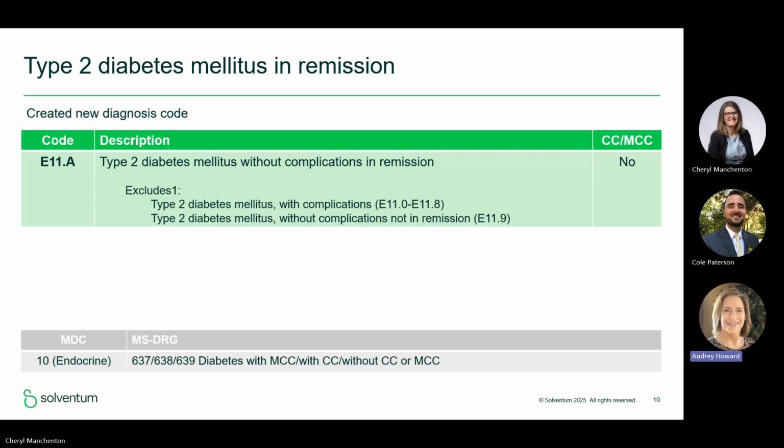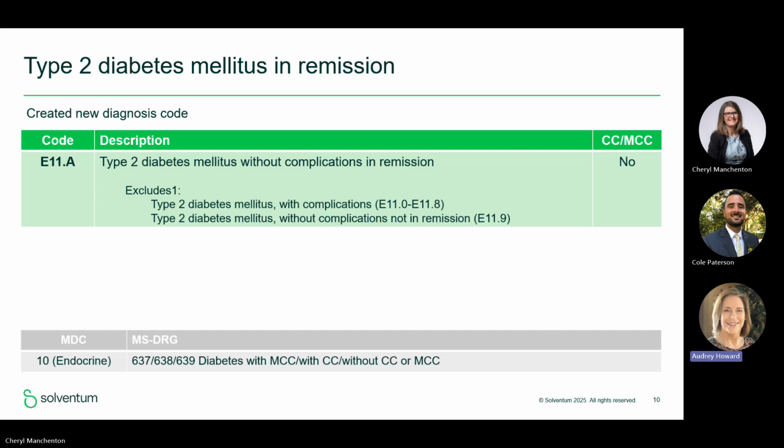Under the new code, there are coding instructional Excludes1 notes. In other words, if diabetic complications are present, then the appropriate code from category E11 will be assigned for the specific diabetic complication and not the new code for in remission. In addition, if there are no diabetic complications, but the patient is not in remission, then code E11.9 is assigned.